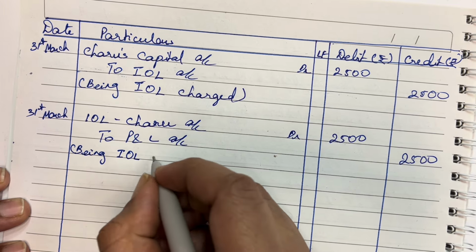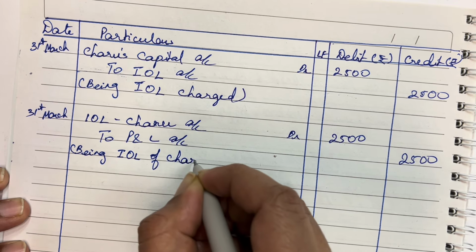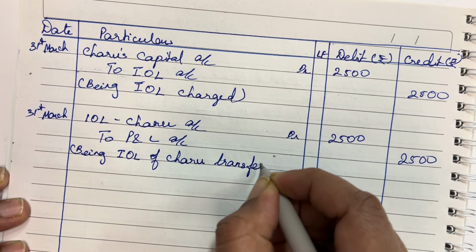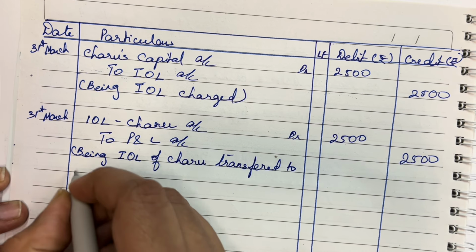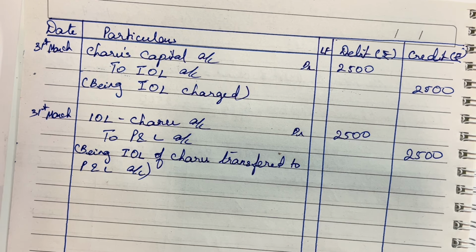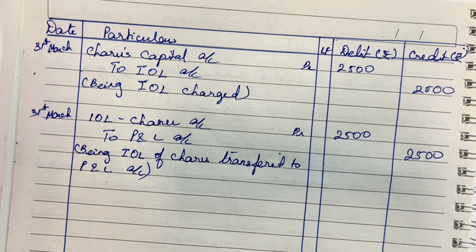Our narration is going to be being interest on loan of Charu transferred to profit and loss account. With this, the journal entries for the sum gets over.